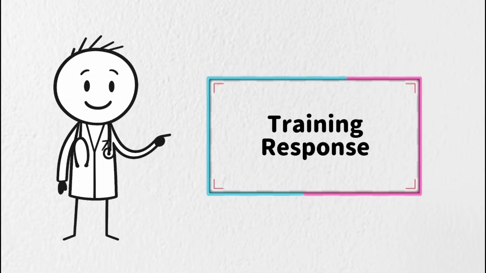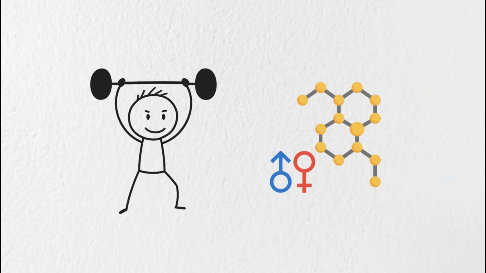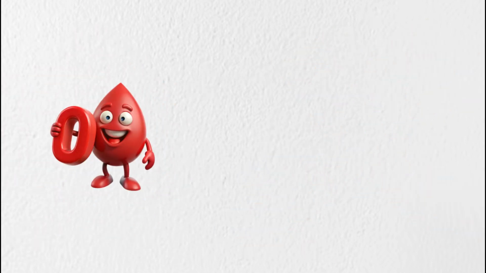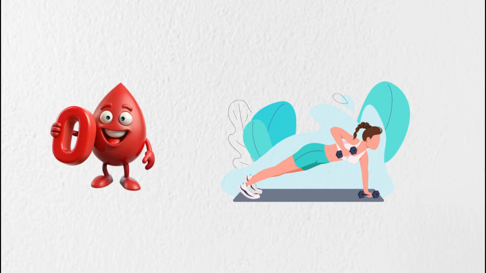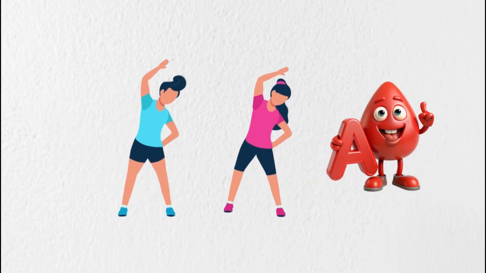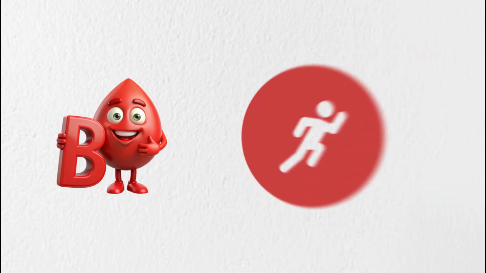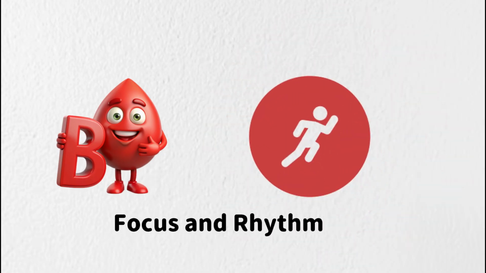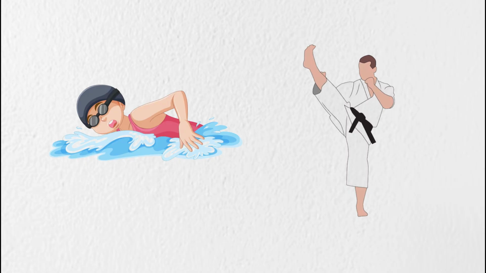Training response. Hormone balance shapes workout recovery. Type O adapts well to high-intensity intervals. Type A benefits more from endurance and calm activity. Type B often performs best in sports requiring focus and rhythm, like swimming or martial arts.